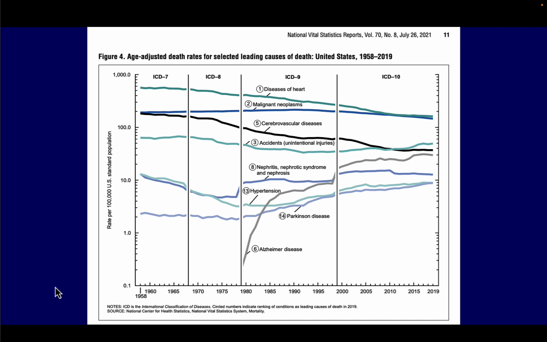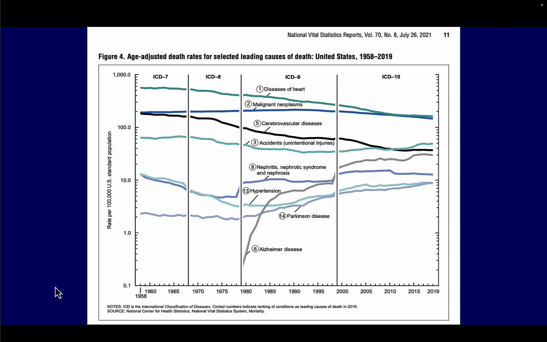And so here's a graph from that report. It's showing trends in selected leading causes of death nationally. And there have been some declines in the age-adjusted death rates due to heart disease and cerebrovascular diseases. And there was a slower decline for malignant neoplasms. We can also see some increasing trends, including a rapidly increasing death rate for Alzheimer's disease and rising death rates for Parkinson's disease and hypertension-related deaths.